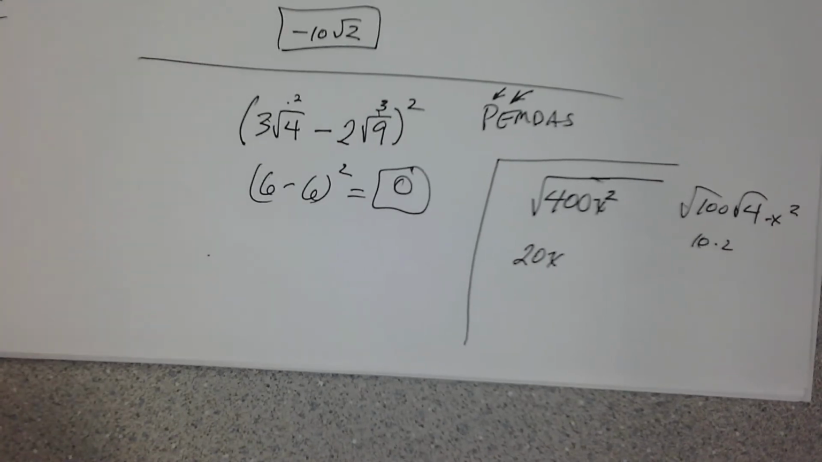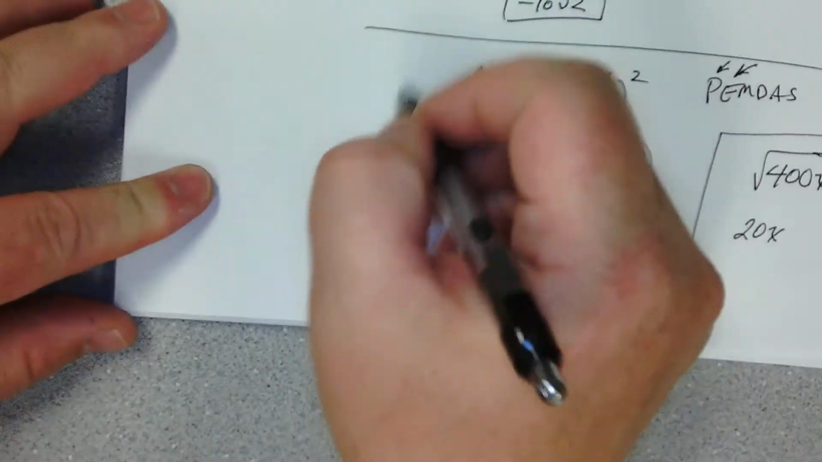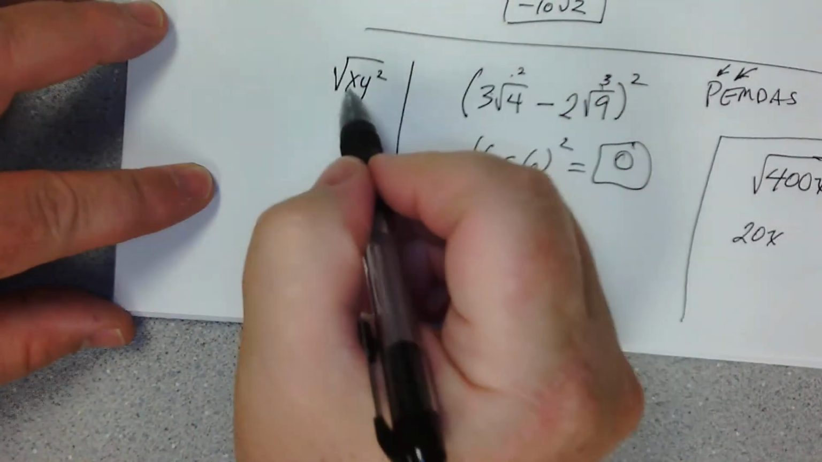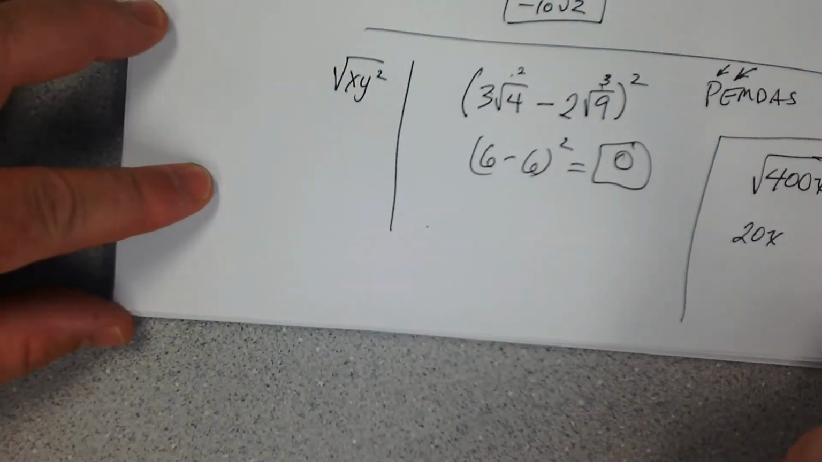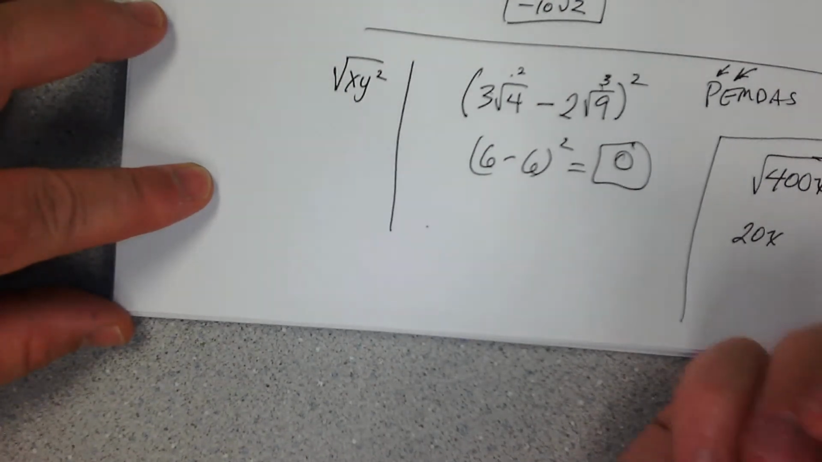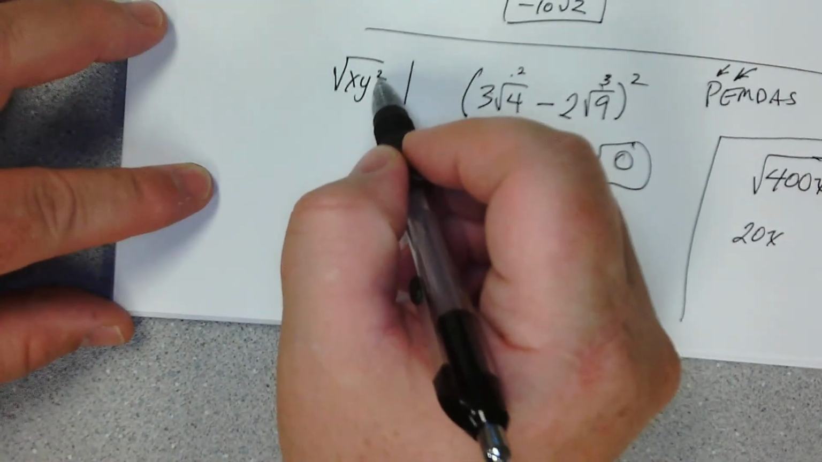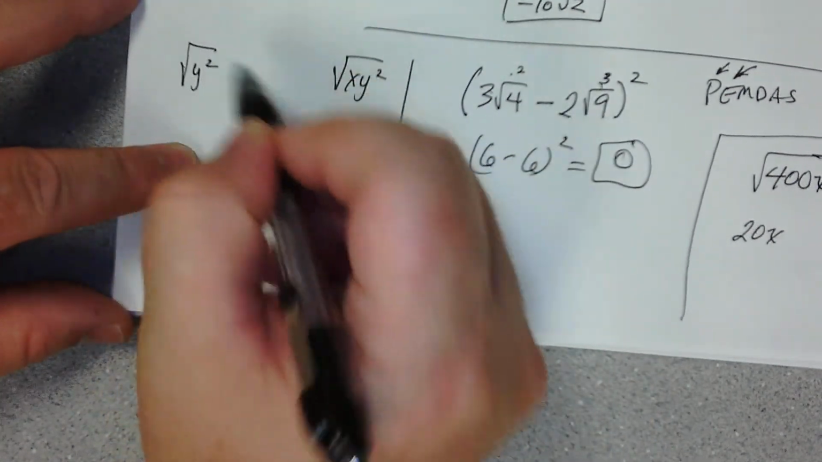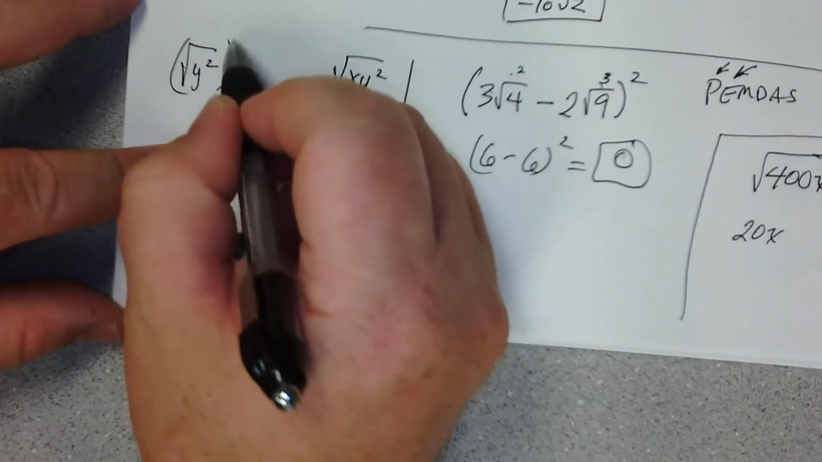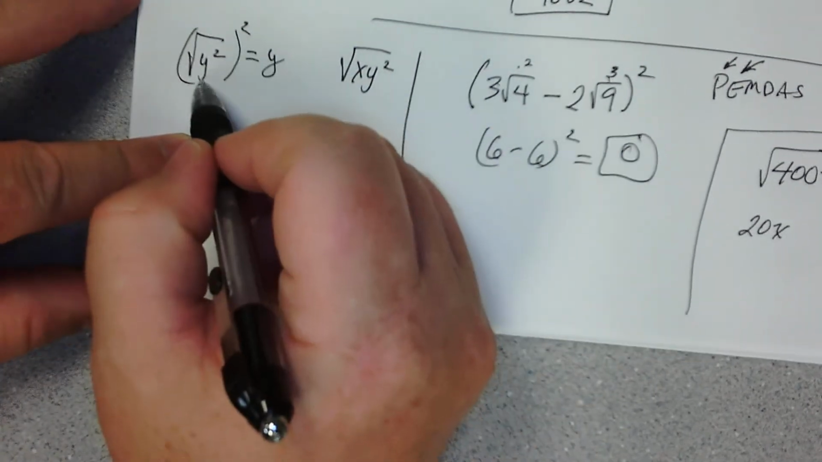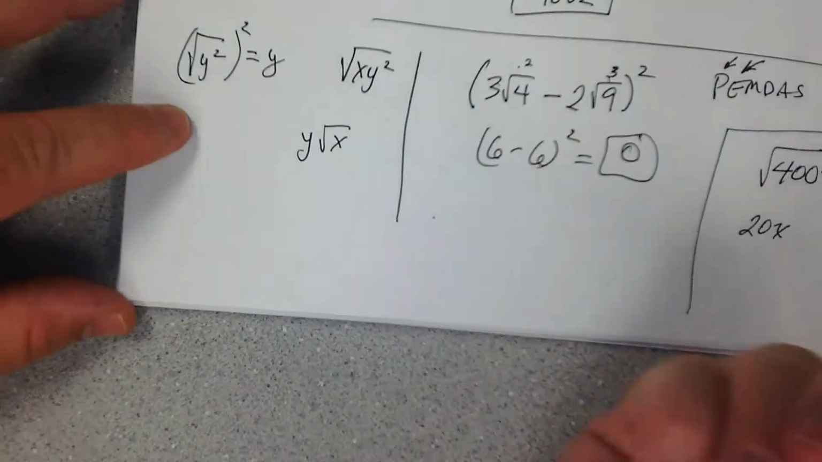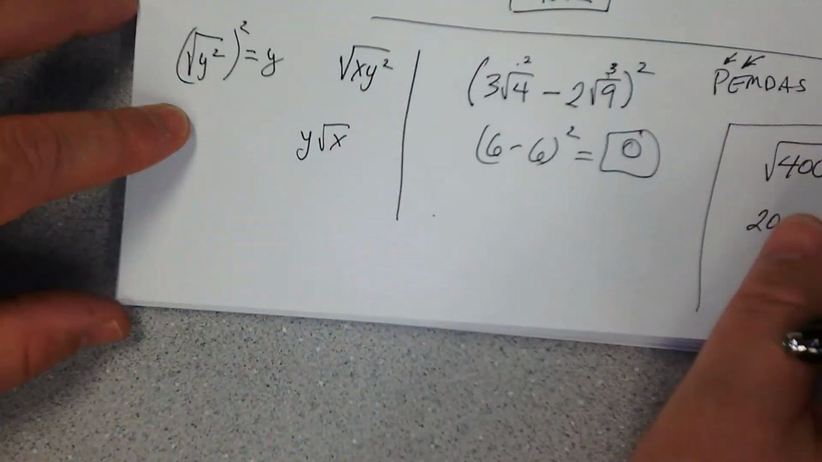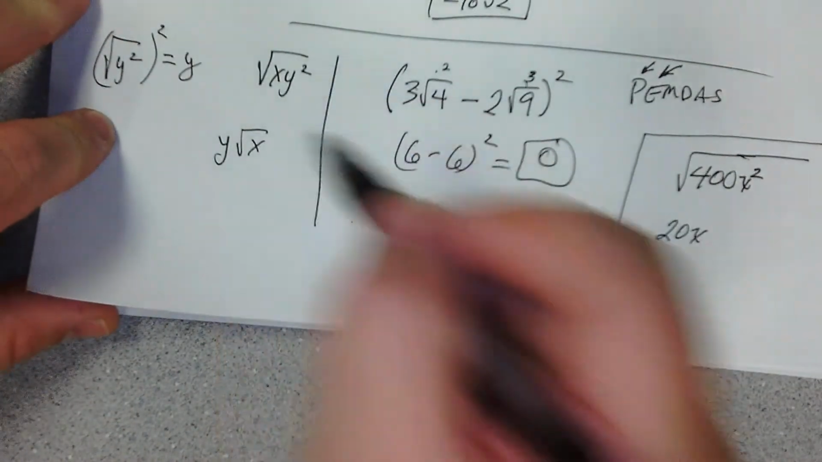All right. Next up, the square root of x y squared. Well, we don't know what x is. We don't know if it's a perfect square or not. We don't know what y is, but it is y squared. So the square root of y squared is y. It's saying, hey, what squared is y squared? Well, that's just y. All right, so the square root of y squared is y.